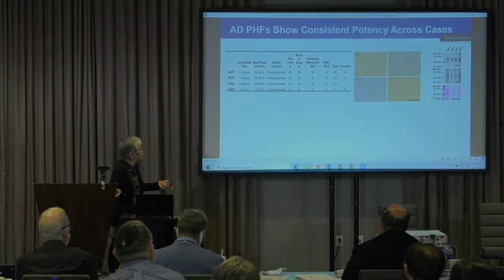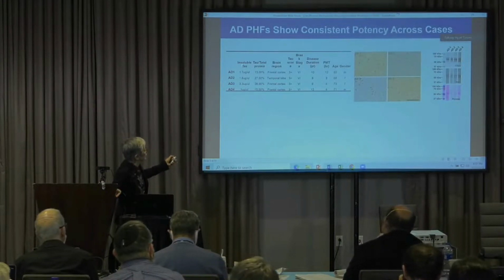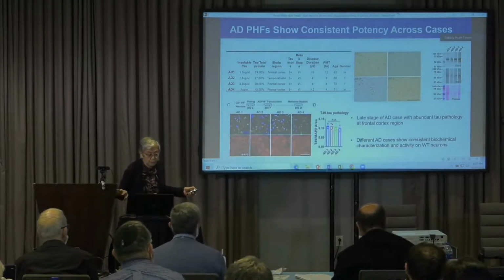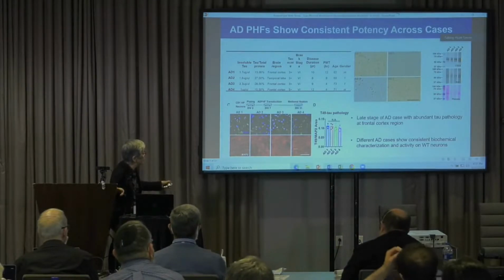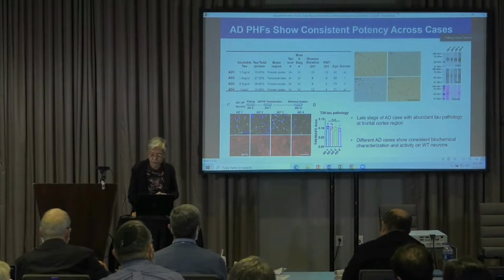And we also want to know that across all the AD cases, they have similar activity. So much like what Brad said, with our four different AD cases, we're able to generate a fair amount of insoluble tau, and these are what they look like. And then we took all these four different preparations and dumped them into neurons, and you can see that they all induce pathology. And obviously, late stage AD cases with a lot of tau have high activity.